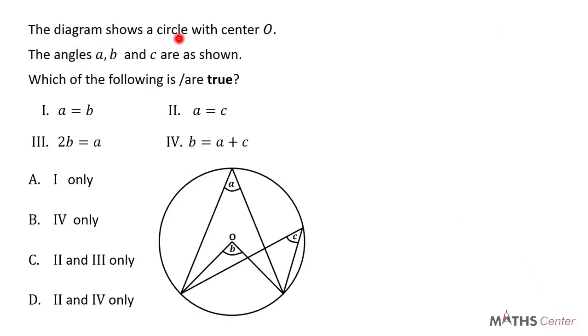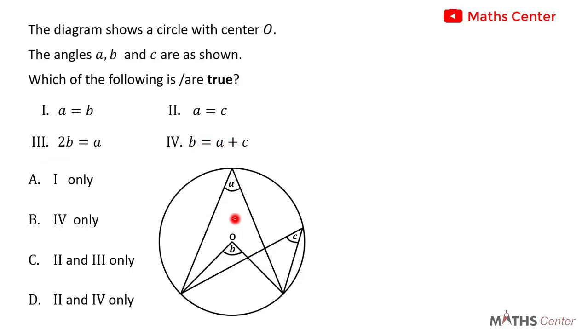The diagram below shows a circle with center O. The angles a, b, and c are as shown. Which of the following is or are true? The first one is a is equal to b. The second one is a is equal to c. The third one is 2b is equal to a. And the fourth one is b is equal to a plus c.